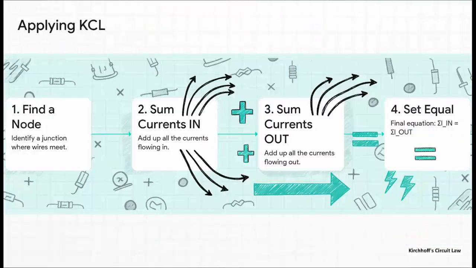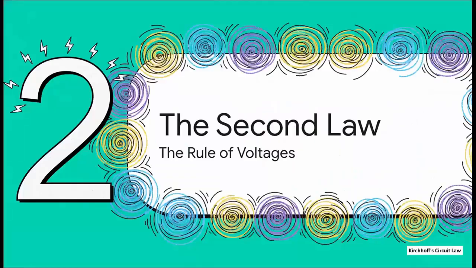So, how do you actually use this? Well, it's a really straightforward process. First, you spot a junction. Second, you add up all the currents going in. Third, you add up all the currents going out. And finally, you just set those two numbers equal to each other. That little equation right there, it becomes one of your most powerful tools for figuring out what a circuit is doing.